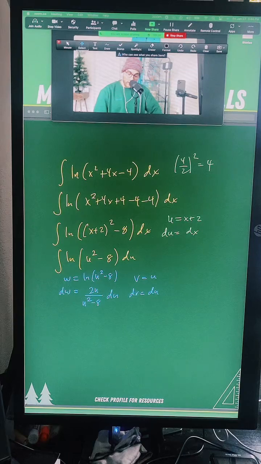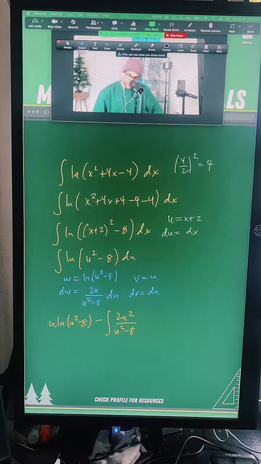So let's go ahead and rewrite our integration by parts here. This is going to be u natural log of u squared minus 8 minus integral of 2u squared over u squared minus 8. Not bad, huh? The reason why I'm saying this is different is because look at the bottom of that integral. This is u squared minus 8. The last problem we had was u squared plus 6, which we knew was going to be an arctangent. Yes, this is calc. So this bottom is going to require something else.